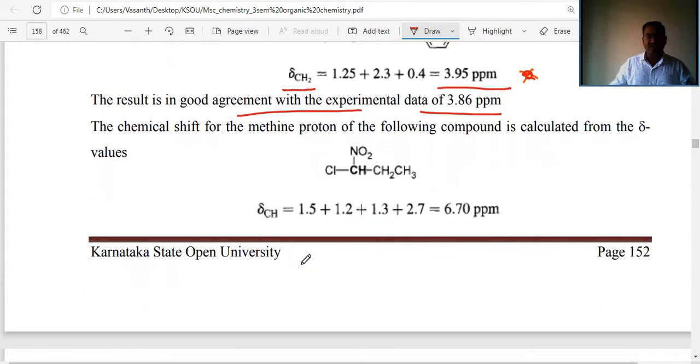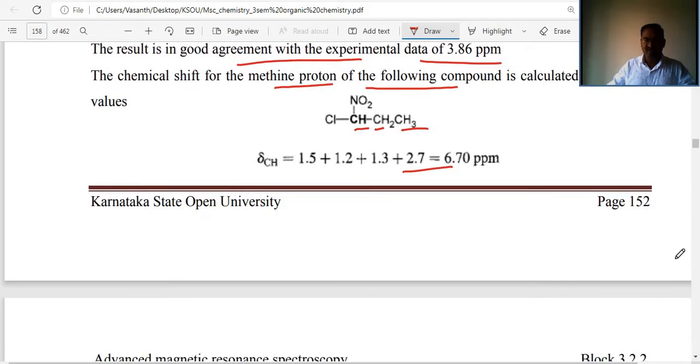Next we consider the chemical shift for the methine proton of the following compound, calculated from the delta values. Here delta CH is equal to 1.5, that is methylene, 1.2, 1.3 and the nitro group, what is it here, 2.7. Like that we carry out the calculations of the chemical shift.